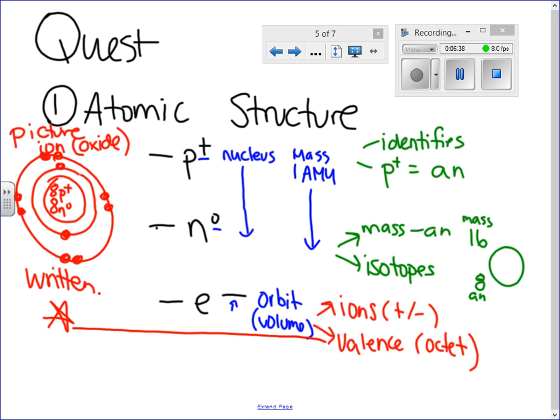So I just wanted to remind you about 2 electrons going in the first level, a maximum of 8 going in the second, and so on. Does anyone want to ask any questions about anything that has to do with atomic structure?